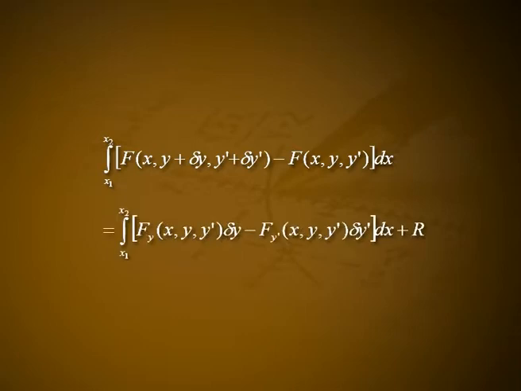Using Taylor's theorem, we now transform the first term on the right side of equation 2 as the integral from x1 to x2 of f(x, y plus delta y, y' plus delta y') minus f(x, y, y') dx, which is equal to the integral from x1 to x2 of f_y(x, y, y') into delta y plus f_y'(x, y, y') into delta y' dx plus r, where r is an infinitesimal of the order higher than that of delta y or delta y'.